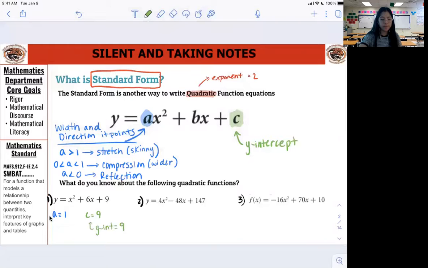And what does A tell me? Think again. If A is just 1, it just stays like a normal size, like a U-shape. So there is no stretch, there's no compression. I would just say that this is neutral. And which direction does it face? Does it face up or does it face down?